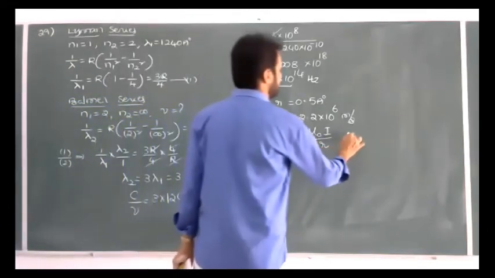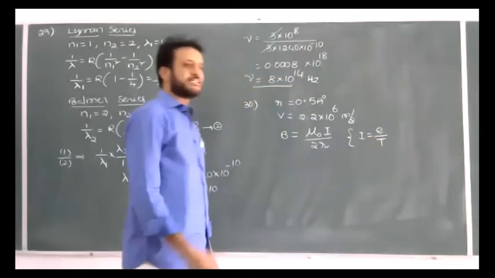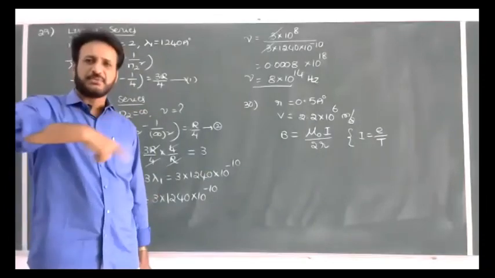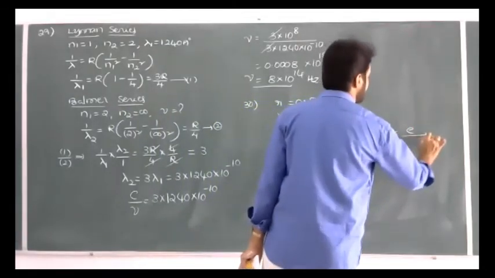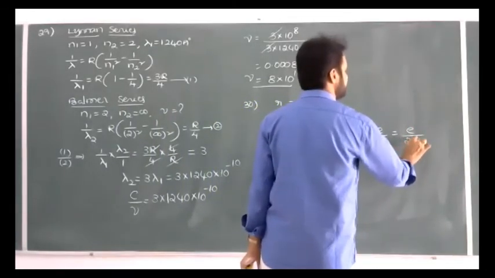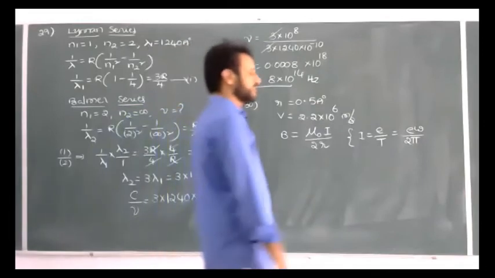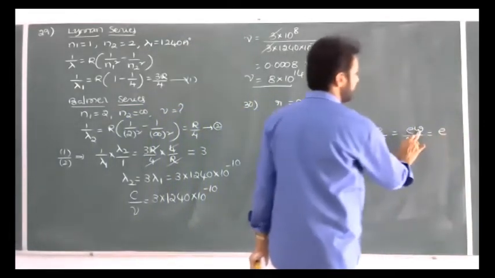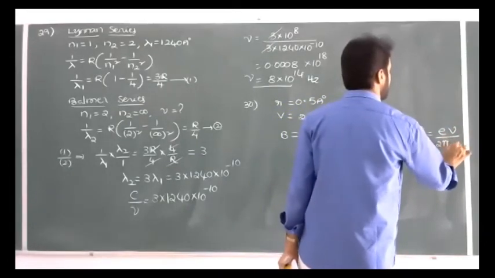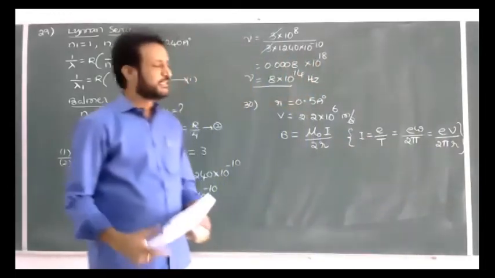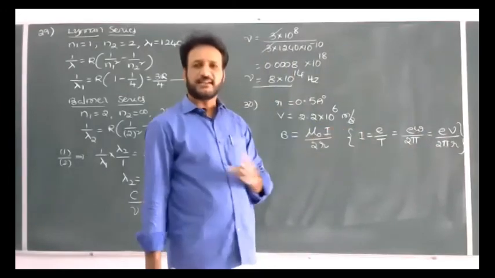So here, the current formula we know: current I is equal to charge by time. Here the charge of the electron is e, and the time taken to complete one rotation is the time period T. That is e by T, but the time period is 2 pi by omega. So taking omega to the numerator, e omega by 2 pi. Since v equals R omega, omega is equal to v by R, so e v by 2 pi R. So in place of the current, we can write e v by 2 pi R. We write this because the current is not given, only the radius and the speed are given.